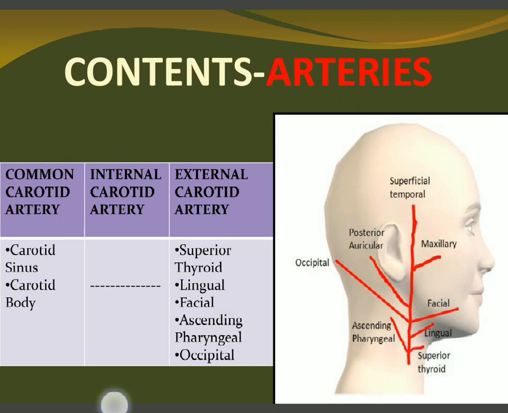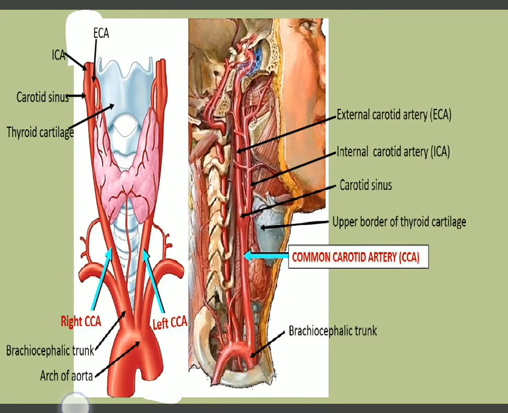The internal carotid is much deeper. You can see here, this is first the common carotid. This swelled up portion is the carotid sinus, and then it divides into the internal carotid artery and the external carotid artery. So these are the contents of the carotid triangle.